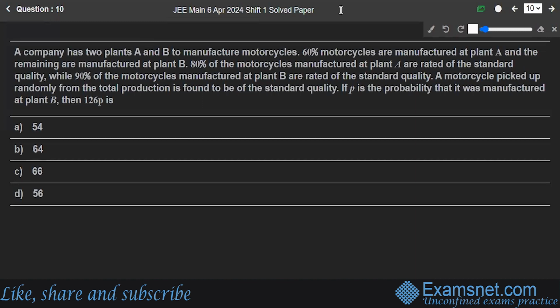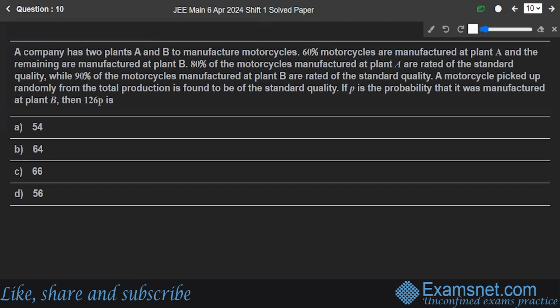Question number 10: a company has two plants, A and B, to manufacture motorcycles. 60% of the motorcycles are manufactured at A plant and the remaining are manufactured at B. 80% of the motorcycles manufactured at the plant A are rated of the standard quality. 90% of the motorcycles manufactured at B are rated at the standard quality. A motorcycle picked up randomly from the total production is found to be of standard quality. If P is the probability that it was manufactured at the plant B, what is 126 of P?